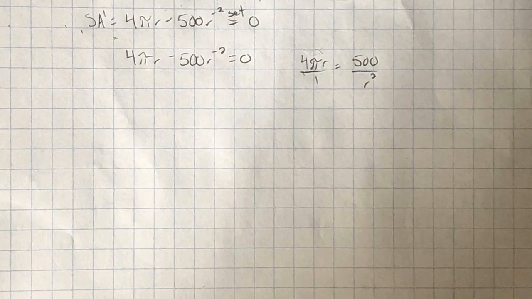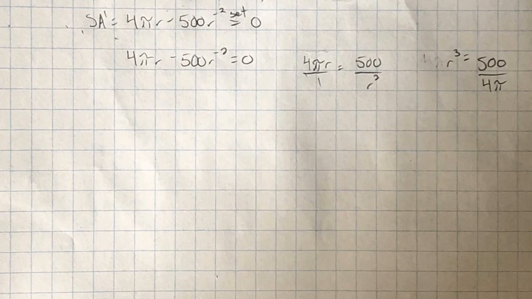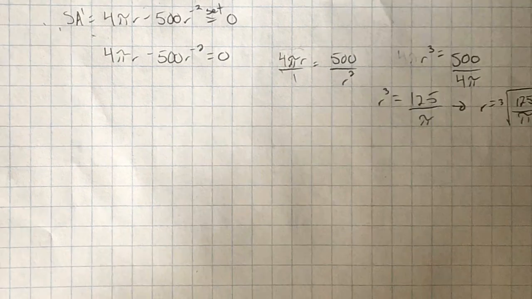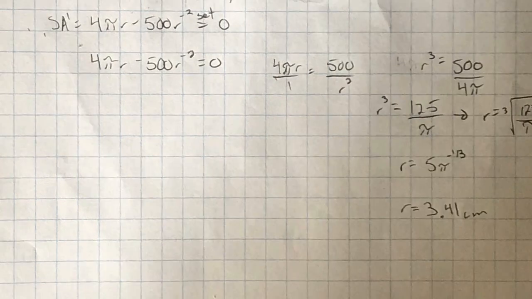So now that it's set equal to 0, you can rearrange the formula so that it's a cross multiplication, since it's easier to do that with the negative 2 power. So that comes out to be r cubed equals 500 over 4 pi. And this can easily be simplified into 125 over pi. You take the cube root of that, and you get 5 over the cube root of pi, or just 5 times pi to the negative 1/3 power, which will get you 3.41 centimeters.